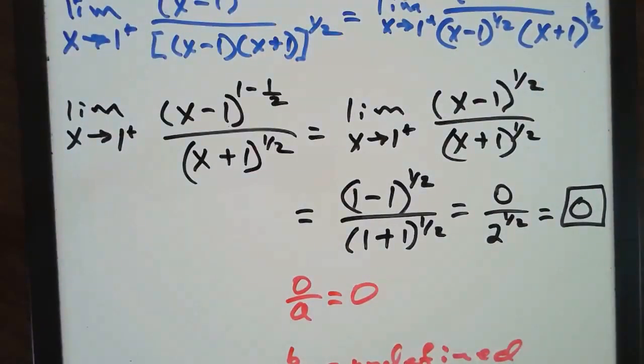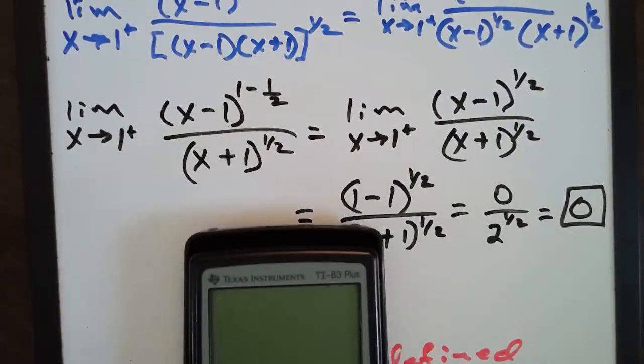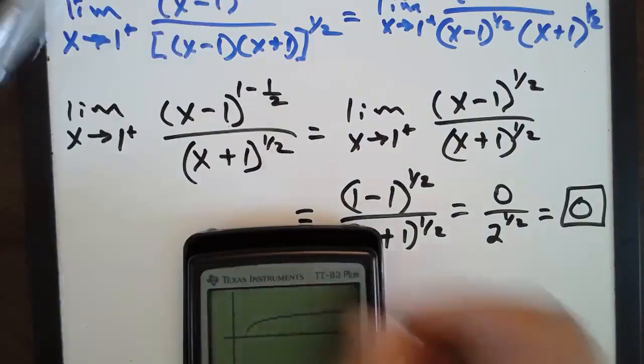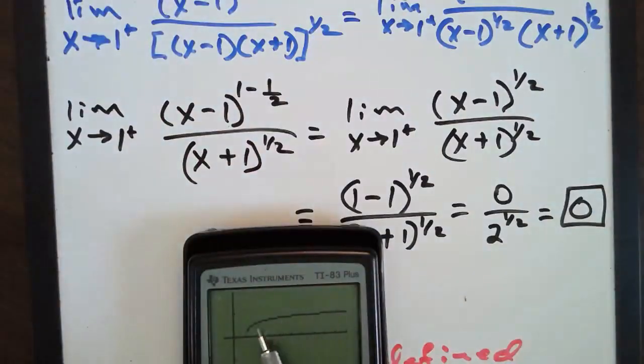Okay, number 7, you're going to work it basically the same way. If we wanted to check it on the calculator, here it is. We would put in parentheses x minus 1, close it, divided by the square root of x squared minus 1, close it, and graph. As we can see, as we approach the function from the right, it goes to 0. And that's our answer.